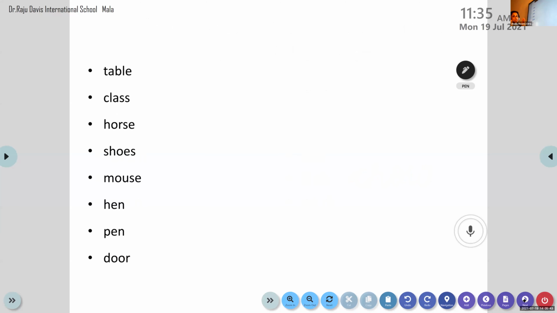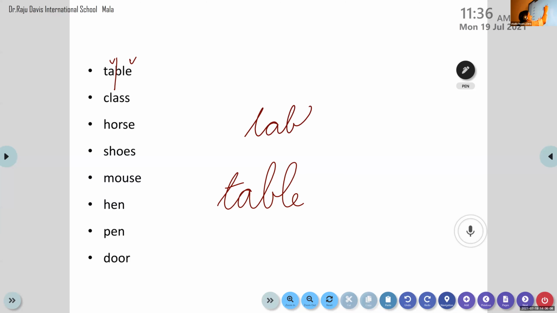Table. Table is a two-syllable word. If it is a two-syllable word, what do we have to do? We have to break the syllables as we write. Ta-ble, B-L-E. It is a two-syllable word as it has two vowels in it. When we write the word, break the word into syllables and then write it. Table, B-L-E. Similarly, class is a one-syllable word. So, class.